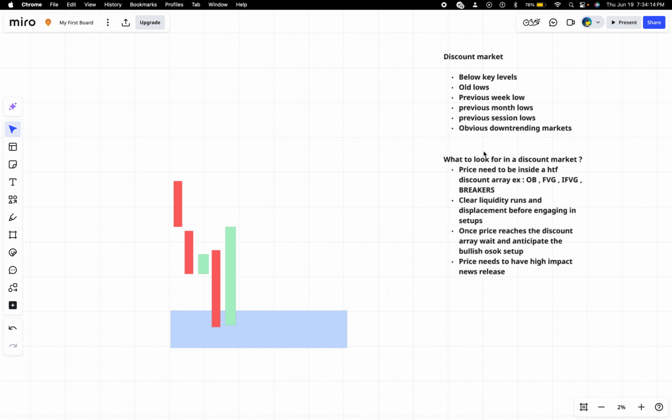So what to look for in a discount market. So now that price has, you can see right here in this hindsight example, price has reached our blue box right here, which is going to be our discount array. So price has reached our discount array inside of our discount market. What do we look for now, Ron? What do I wait for now? What should I be looking for, Ron?